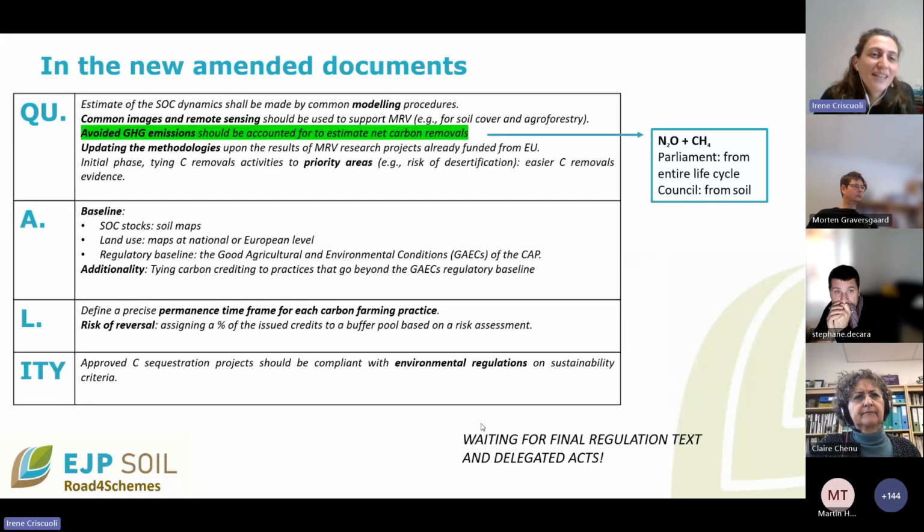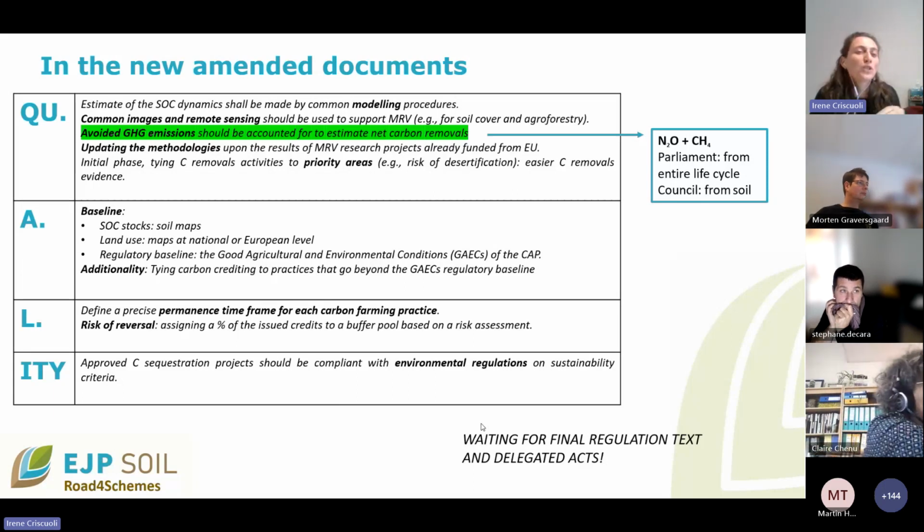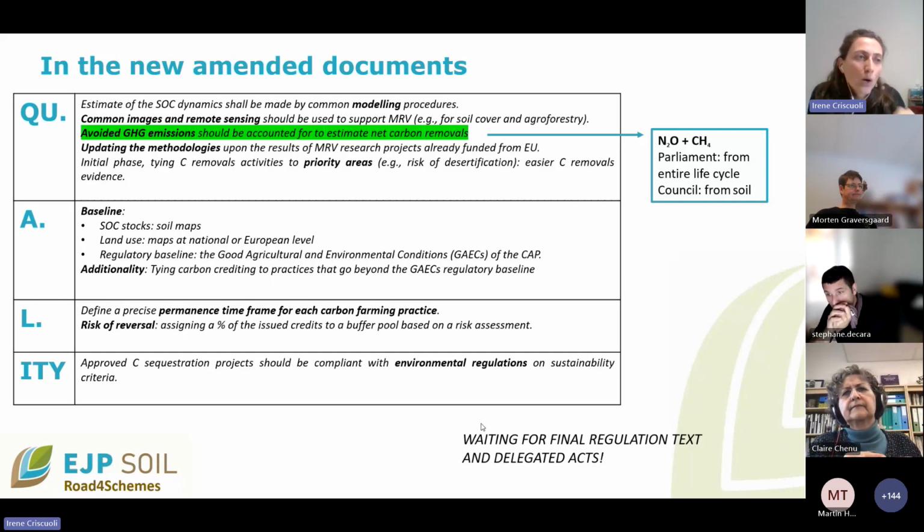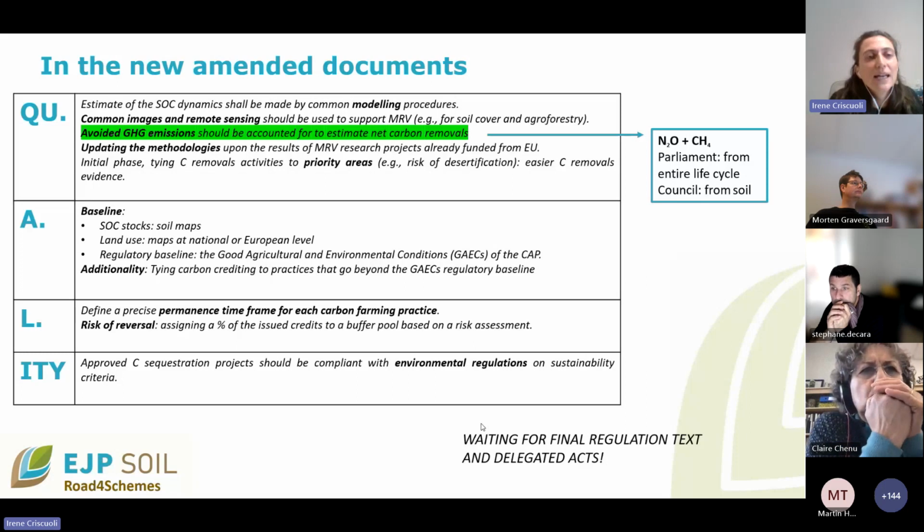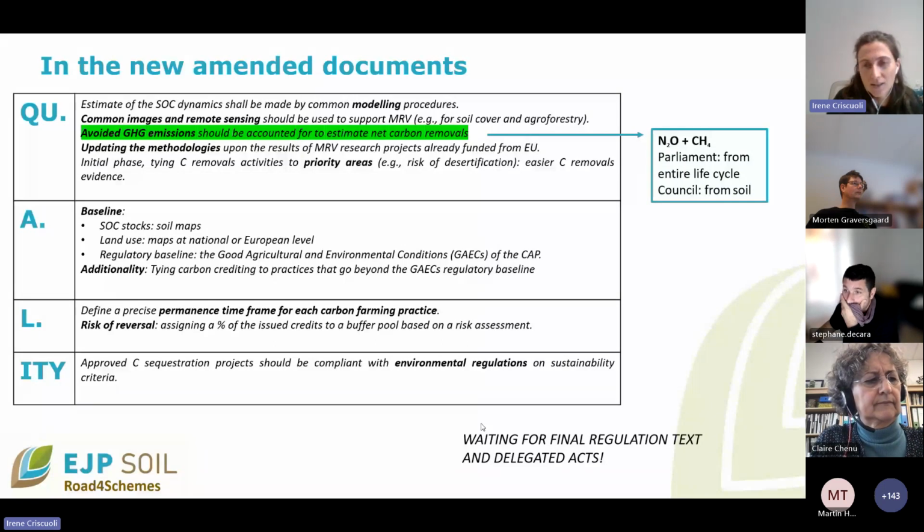Finally, I just wanted to mention that in the new texts released by the Council and the European Parliament, one of our recommendations has been included already, which means that in the overall calculation of carbon removals, we don't count only the soil carbon or the biomass carbon, but also avoided GHG emissions, namely nitrous oxide and methane. But to have, of course, a final opinion on this regulation, we have to wait for the final regulation text and for the delegated acts.